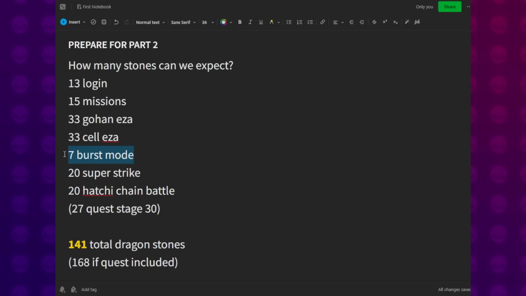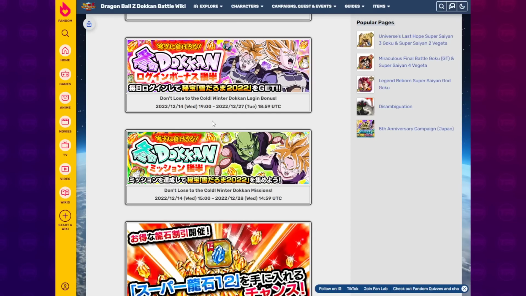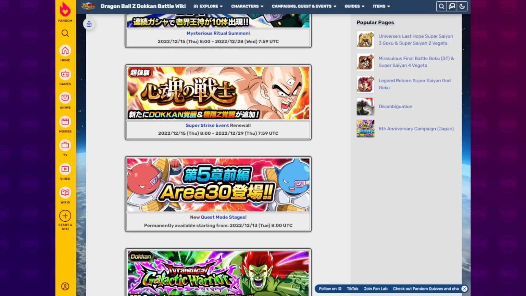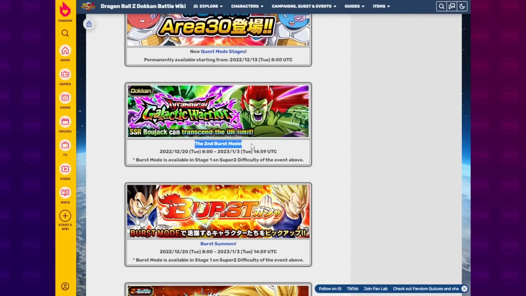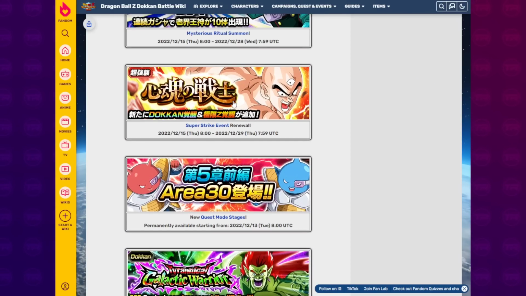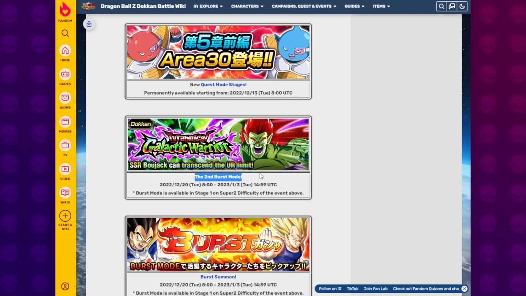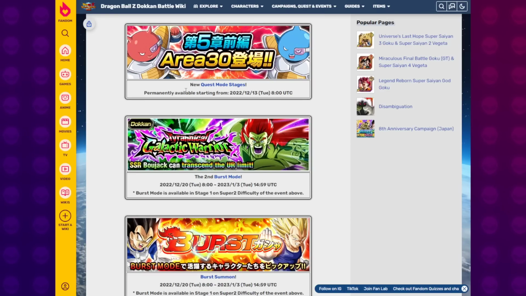Now, Burst Mode is a little bit tough for some people, so it's not a guarantee you're going to be able to earn all of the Dragon Stones, but I think it's pretty close. So 7 Dragon Stones is still good enough to include here. 20 Dragon Stones for the Super Strike event renewal for TN. So this and Burst Mode, the second one, were both featured in the Hachiak celebration details. Could this be shifted around because of the fact that it's being moved up? Maybe. I don't think the Super Strike one's going to change necessarily, but I think Burst Mode could potentially change. But I also don't think they're going to do that. So we're going to keep both in there.